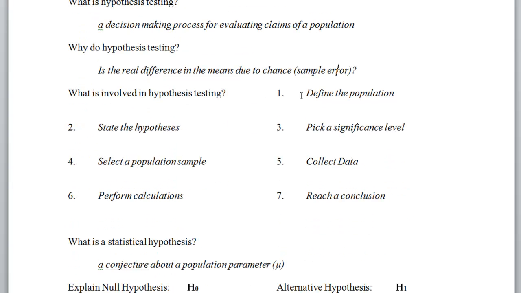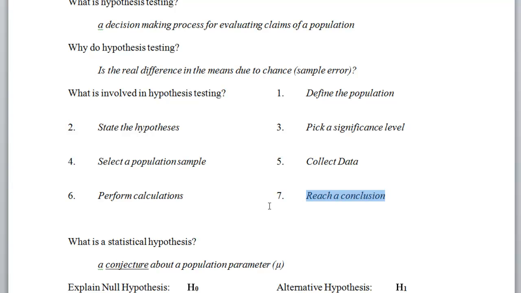What's involved in hypothesis testing is to define your population, who are we looking at, and state your hypotheses: I don't think attendance goes down after spring break, and the alternative hypothesis says that it does. We can pick a significance level of 90, 95, or 99%. You're probably not going to want to pick a significance level lower than that because then you lose your reliability factor. Then you get a sample of your population, collect the data, and perform the calculations, which will be done in depth in this chapter.